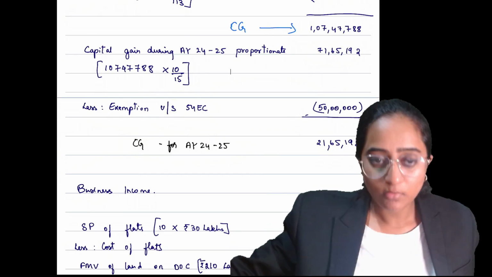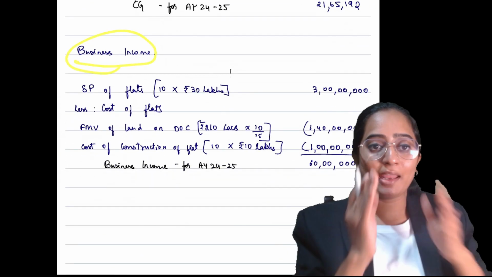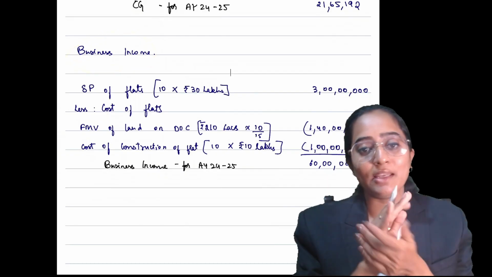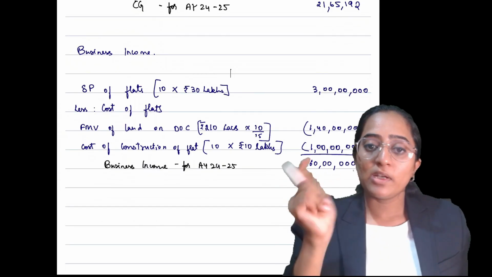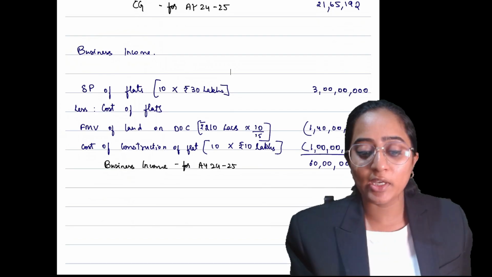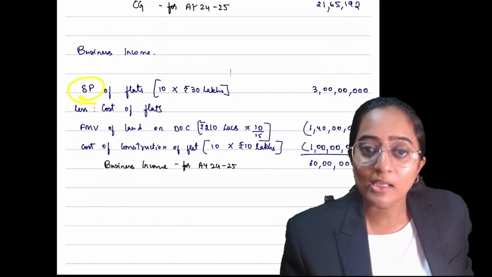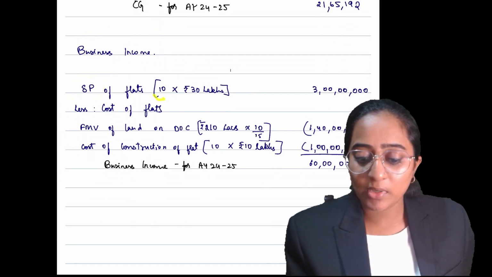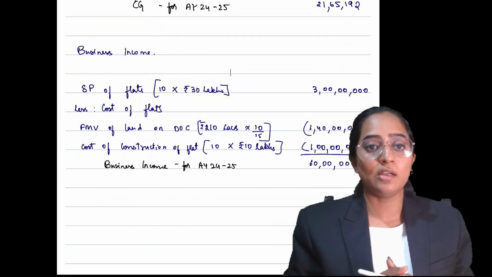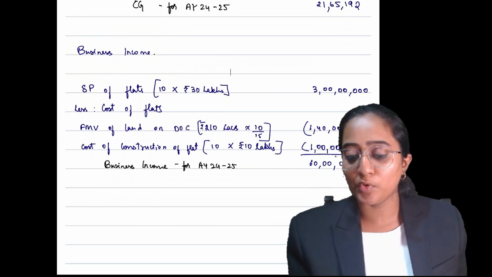Clear, people? The next one is going to be business income. Up till PY 22-23 the year of conversion has happened. In PY 23-24 you have sold, and to that extent you have calculated capital gain. Now you need to calculate your PGBP income. How do you calculate? The sale price of flats: how many flats, multiplied by 30 lakhs. One flat value is 30 lakhs. So the total sale consideration you have computed is 3 crore.